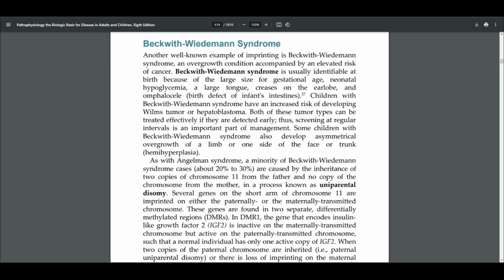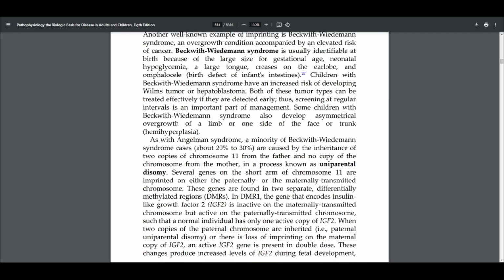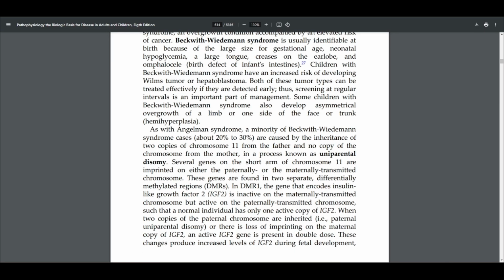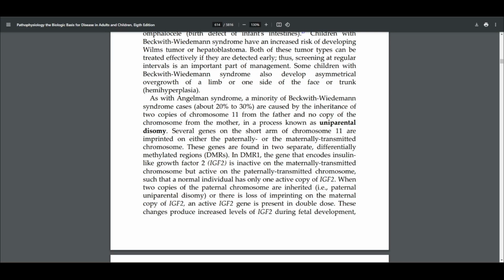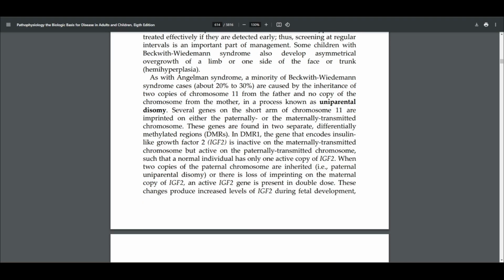Both of these tumor types can be treated effectively if they are detected early. Thus, screening at regular intervals is an important part of management. Some children with Beckwith-Wiedemann syndrome also develop asymmetrical overgrowth of a limb or one side of the face or trunk, or hemihyperplasia. As with Angelman syndrome, a minority of Beckwith-Wiedemann syndrome cases are caused by the inheritance of 2 copies of chromosome 11 from the father and no copy of chromosome 11 from the mother, in a process known as uniparental disomy.